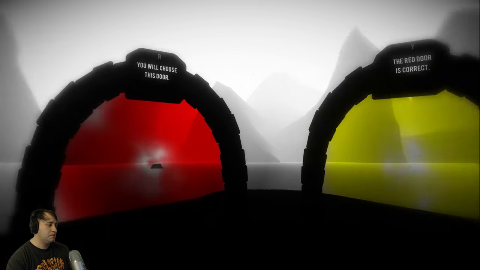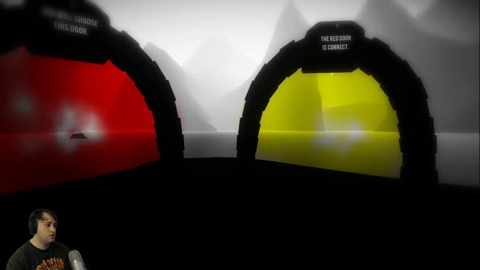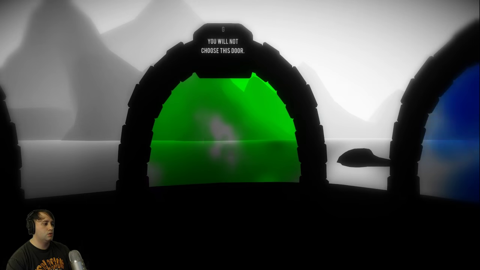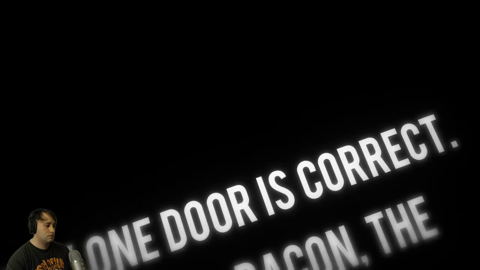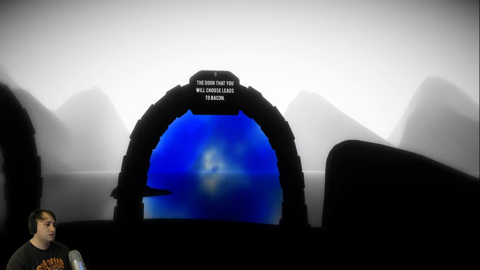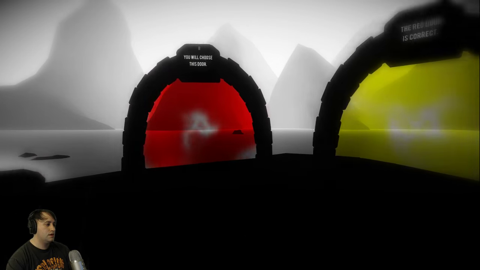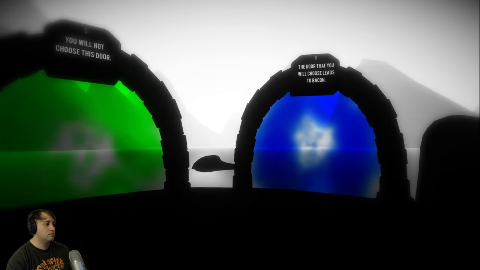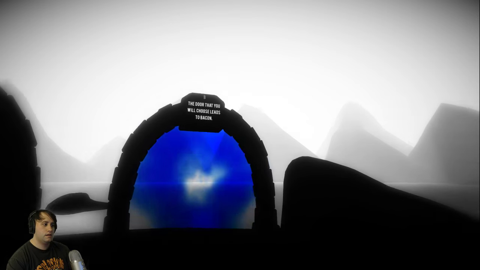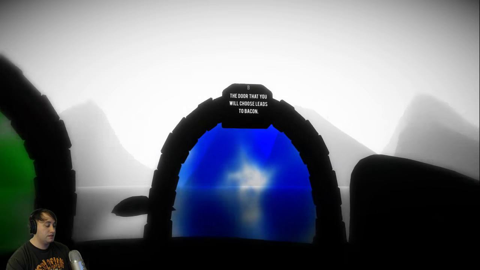Well, in that case, it cannot be either of these, quite simply because if I were to go through the red door, then the yellow is correct, meaning two things are correct, so ignore those. I will not choose this door. And the door that you choose leads to bacon. Okay, so with these being false, and this one probably also false, seems that way.